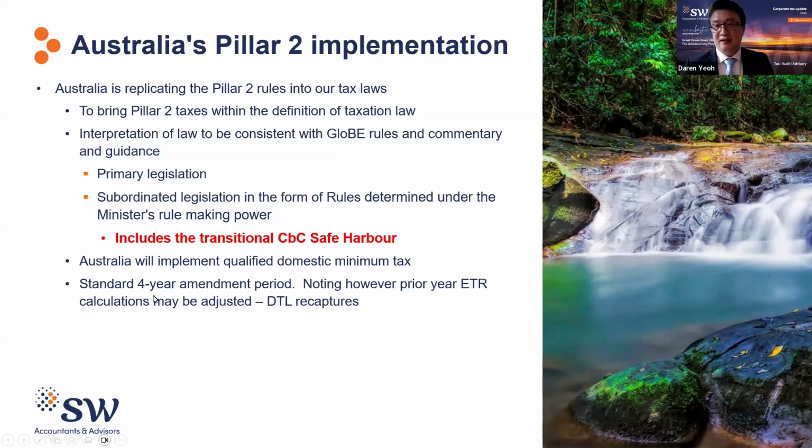There's also a standard 4-year amendment period, but I note that the Pillar 2 rules, for example, require the effective tax rate or top-up tax to be recalculated if there is, for example, a DTL recapture, a DTL which does not reverse within 5 years. So I assume that there'll be adjustment for this.